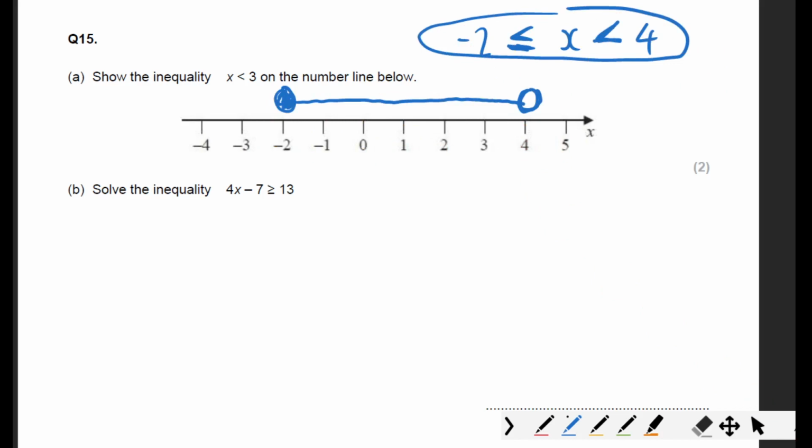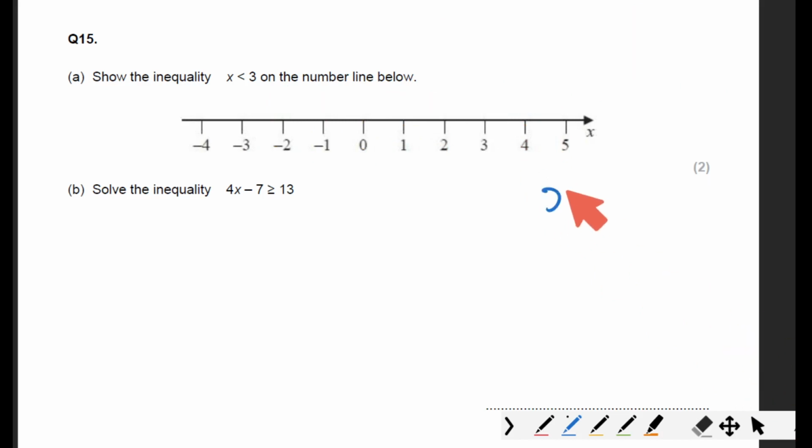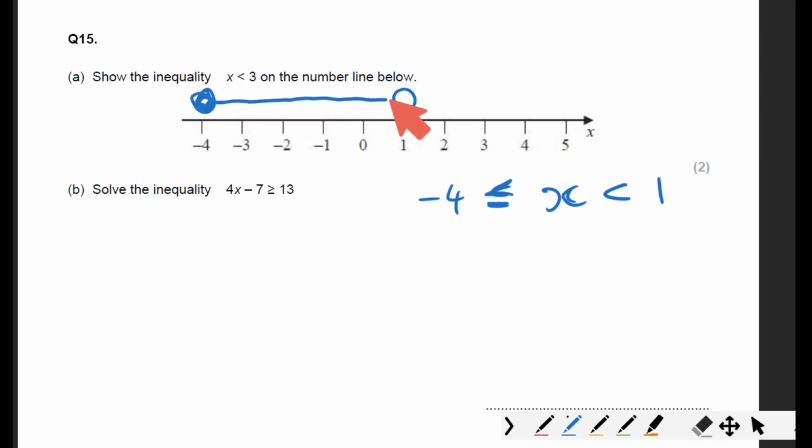Let me just do one more. See that 1 there? Put a circle on top of it, and here, look at that. Part of this inequality's got an equal thing here, so it's going to be filled in, and let's just join it up. If you had this symbol here as well, that'd be filled in as well.